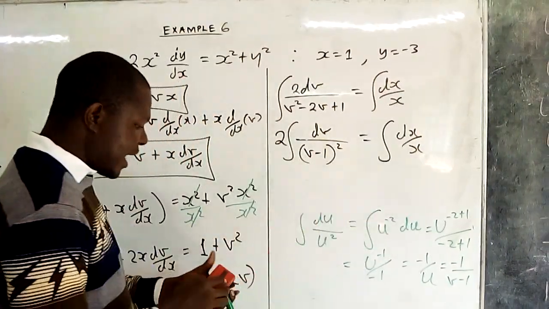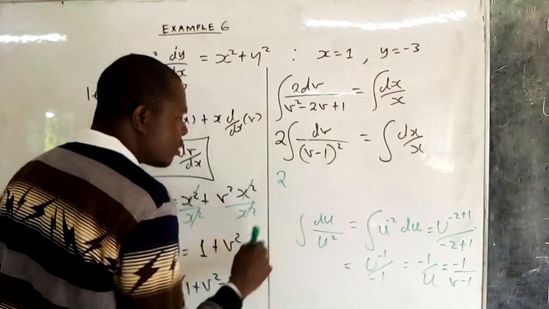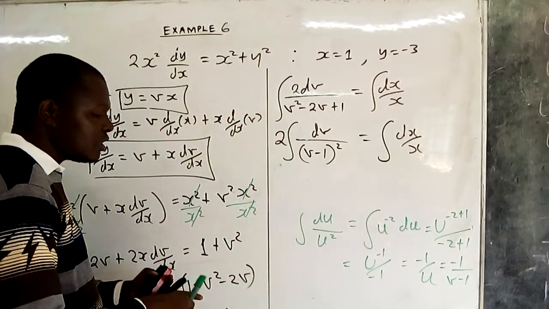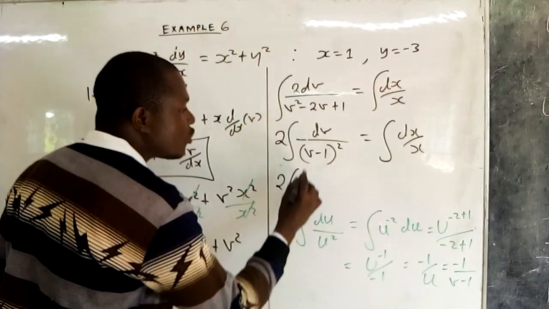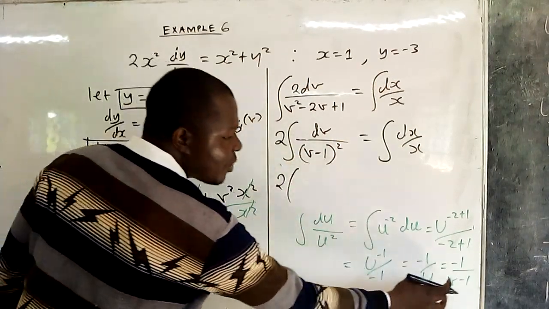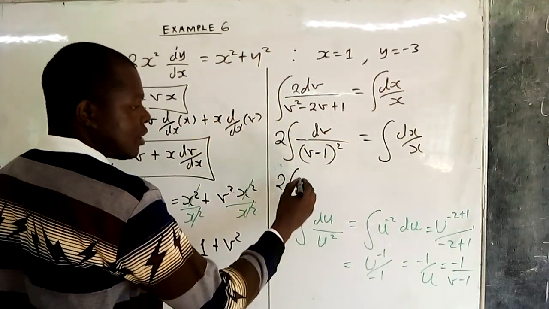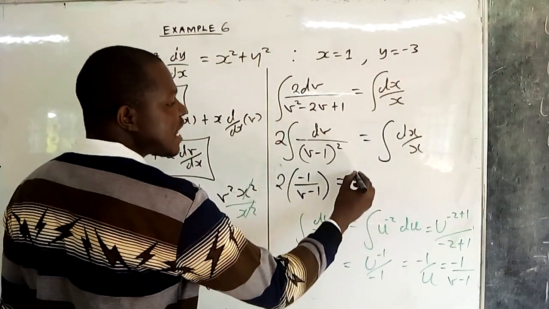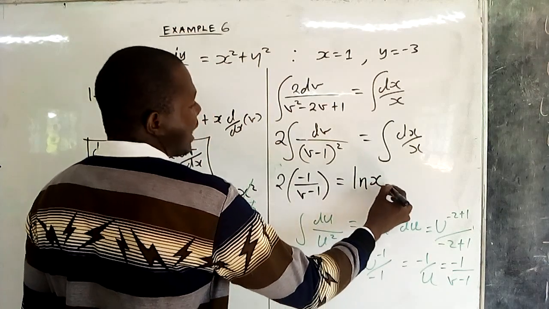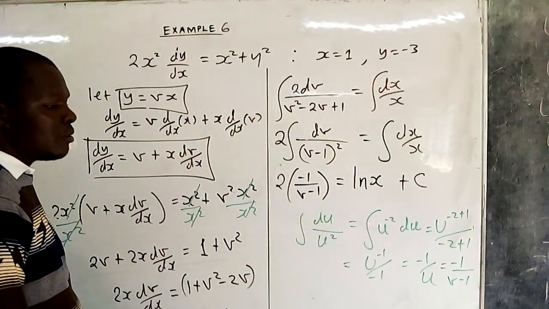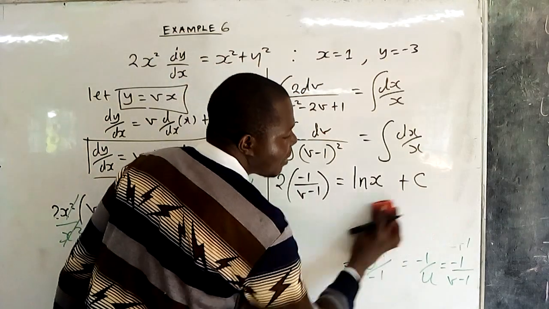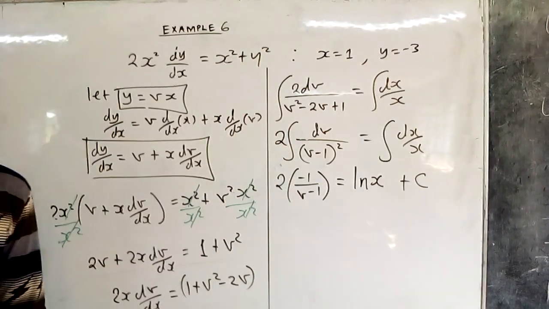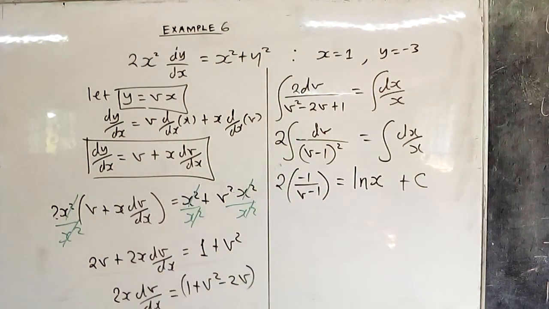So here we have 2 times the integral of dv over (v minus 1) squared, which we found to be negative 1 over v minus 1, equal to, if you integrate dx over x, you get ln of x. Then at the end of integration, plus the arbitrary integration constant. Are we together? Yes. So after you've done that, you simply substitute back the value of v.